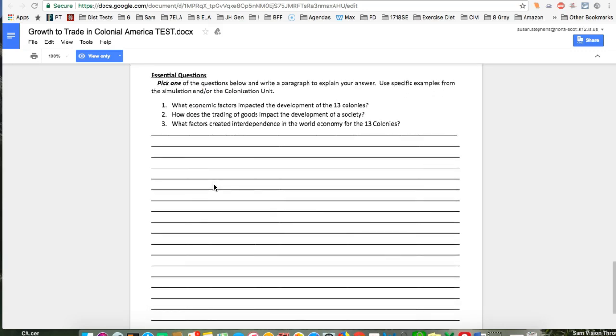Essential questions. Pick one of the questions below and write a paragraph to explain your answer. Use specific examples from the simulation and/or the colonization unit. Number 1. What economic factors impacted the development of the 13 colonies? 2. How does the trading of goods impact the development of a society? 3. What factors created interdependence in the world economy for the 13 colonies?